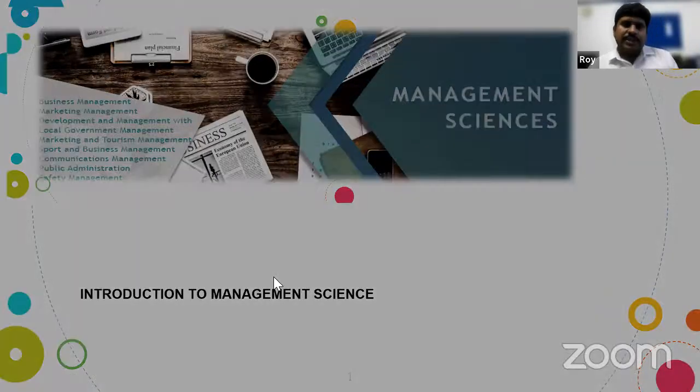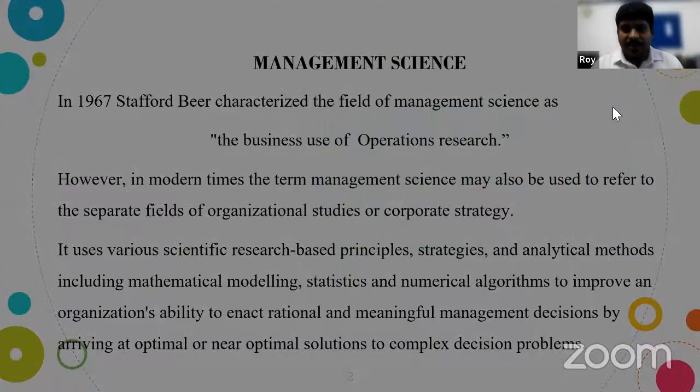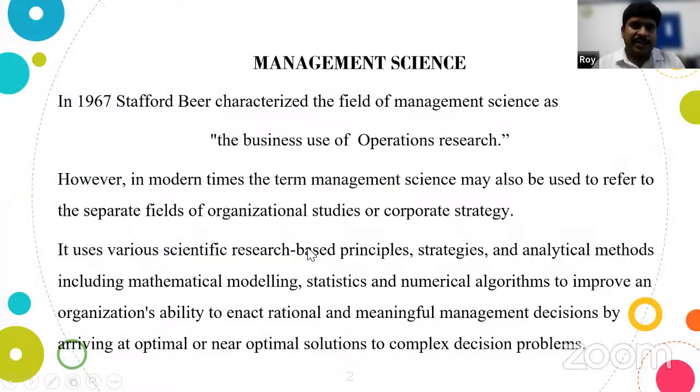Okay. As I told you, operations management or production and operations management is a branch of management science. OR and OM both are interlinked to each other. And if I want to give the introduction about management science, people generally call it the business use of operation research.